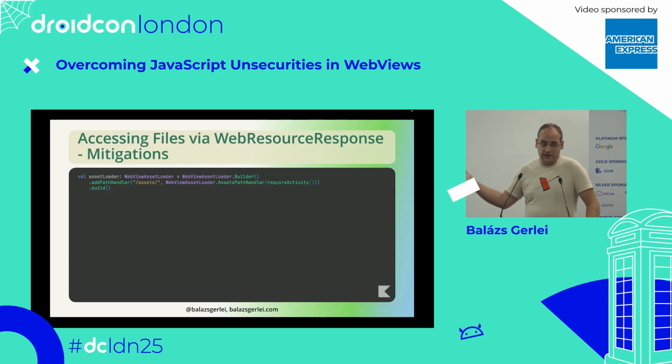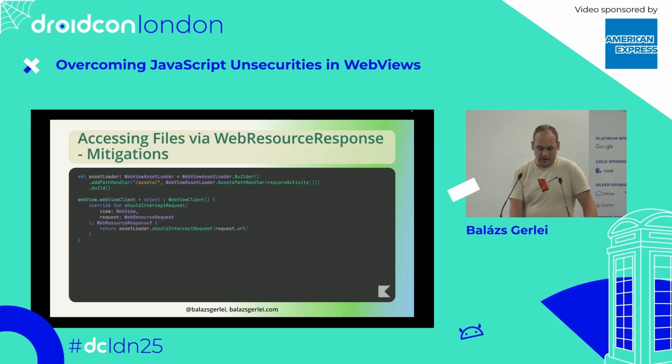And it will simplify the thing that I showed you before to this. So you parameterize the web asset loader with a builder pattern, saying what kind of path, what resource would be accessible. And then in the should intercept request, you just forward the call to the asset loader instead of all that stuff that I showed you. Yeah, like that.